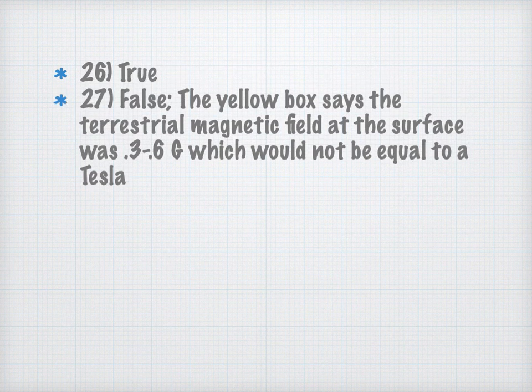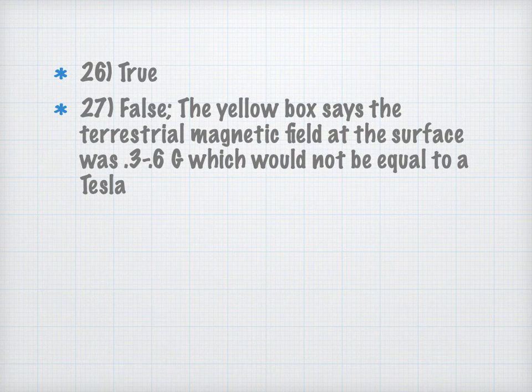All right, now time for some true/false. Number 26. All magnets have both a north and south pole. And of course that is true. There is no monopole. Every magnet has a north and south pole. Number 27. 1 Tesla is approximately the strength of the terrestrial magnetic field at the Earth's surface. And that's false. The best answer I could come up with for where this came from, because I don't remember this question specifically, is the yellow box that says that the terrestrial magnetic field at the surface is between 3/10 and 6/10 of a Gauss, and that's not equal to a Tesla, because a Gauss is like 10 to the 5th Gausses to a Tesla. So those are not the same.